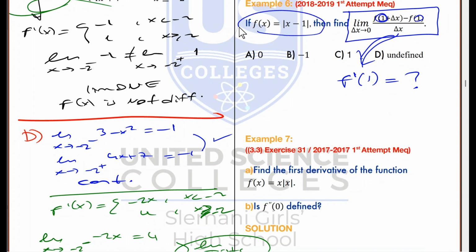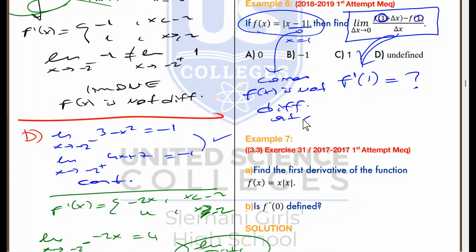So what's the derivative of this absolute value function? It's an absolute value function. What makes the absolute value 0 is 1. So there is a corner. So f of x is not differentiable at the corner point. So not differentiable means f prime at that point is undefined. It's a very smart question.